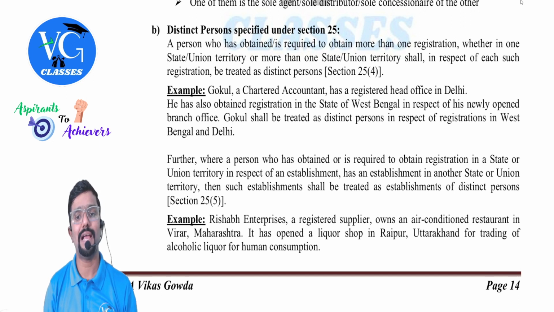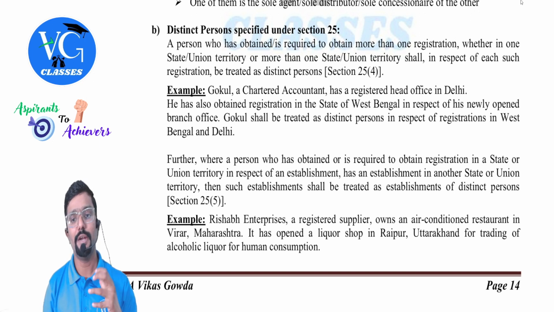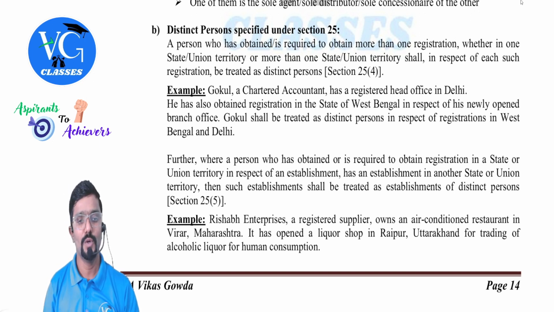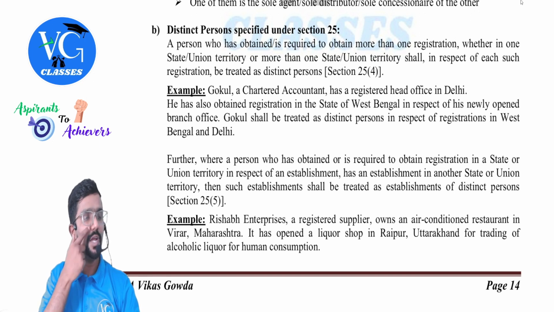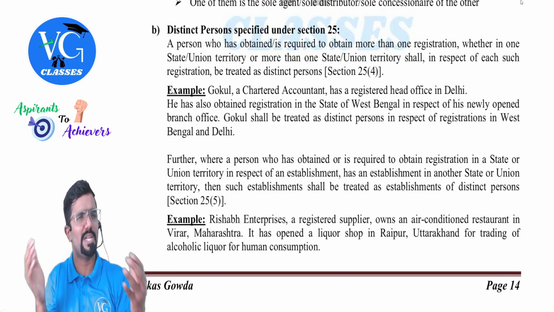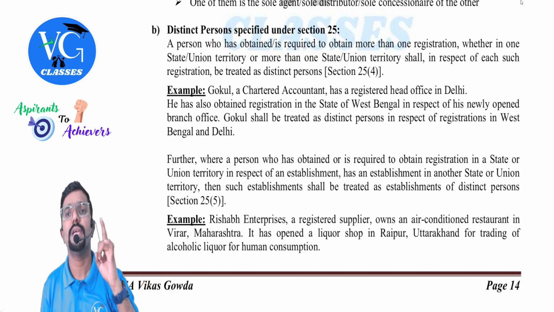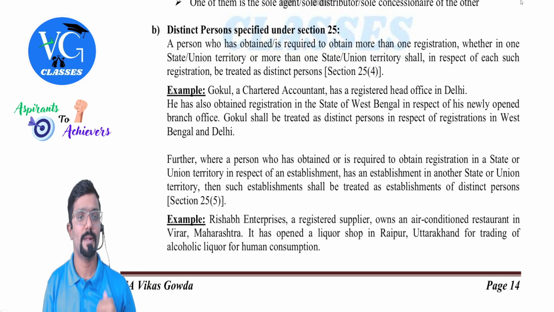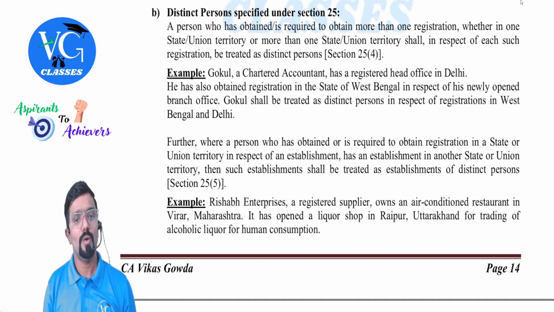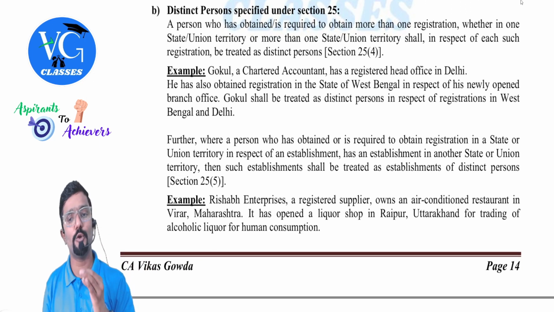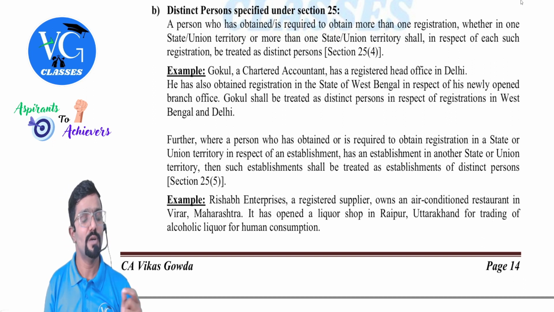Now, example. Gokul, a chartered accountant, has a registered office in Delhi, that is head office. He has also obtained a registration in the state of West Bengal in respect of his newly opened branch office. Gokul shall be treated as distinct person in respect of registration in West Bengal as well as Delhi. Now, if there is any transfer of any goods or services between Delhi branch and West Bengal branch, even without consideration, is it a supply, people? Yes.